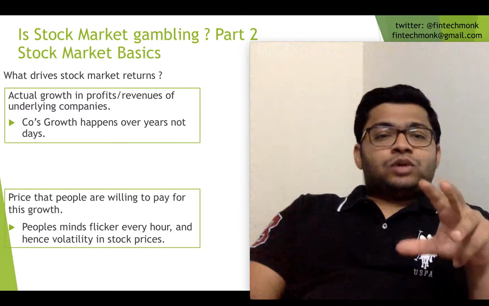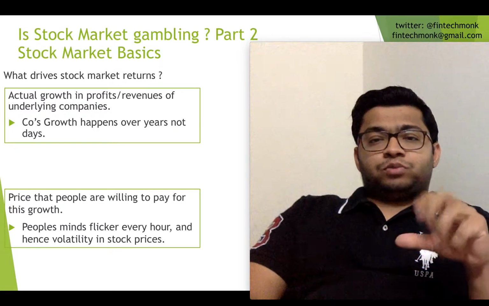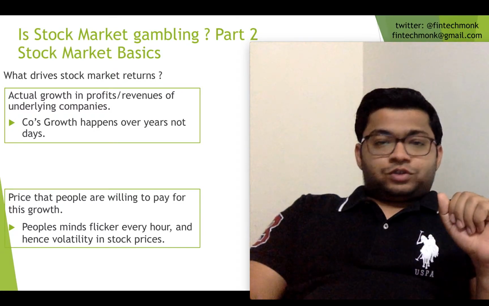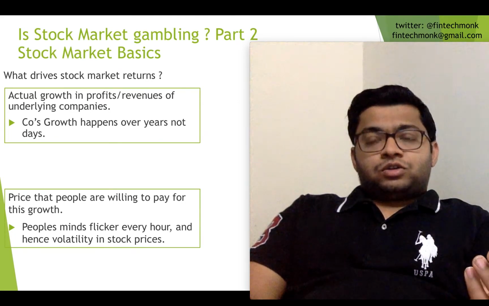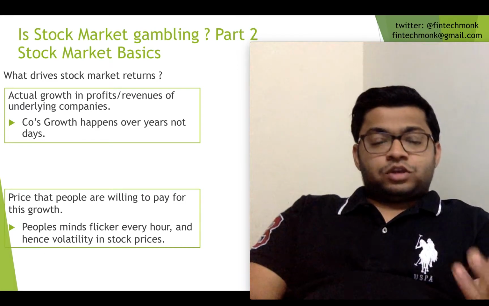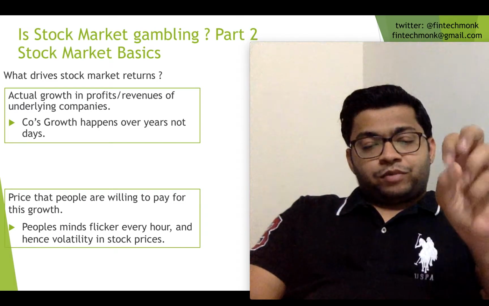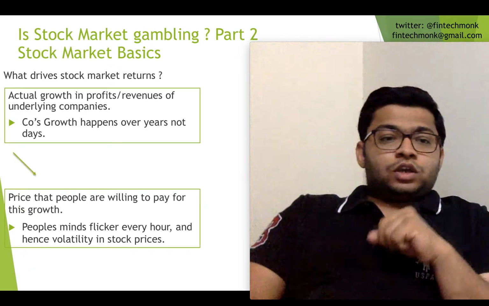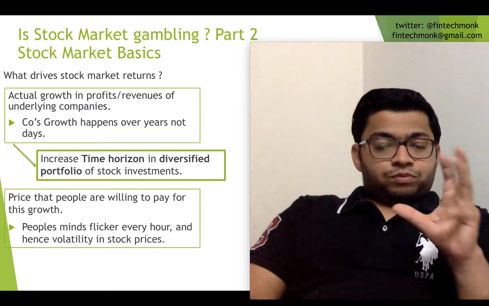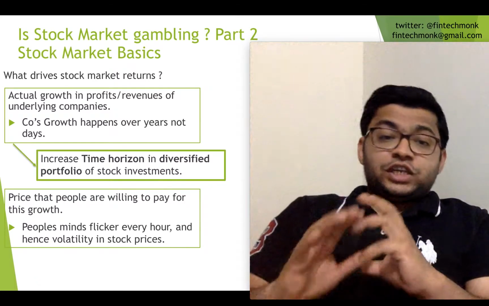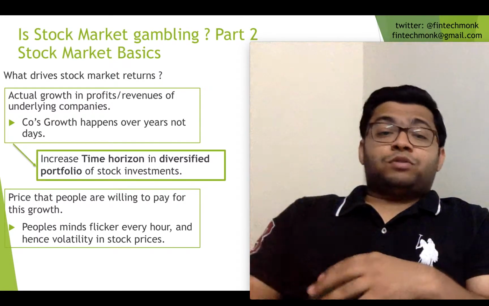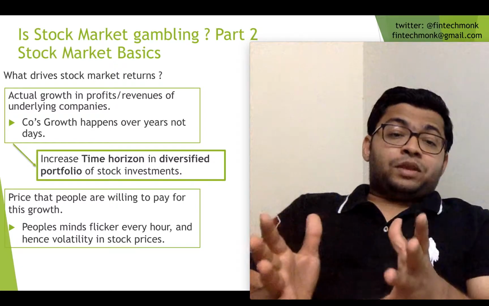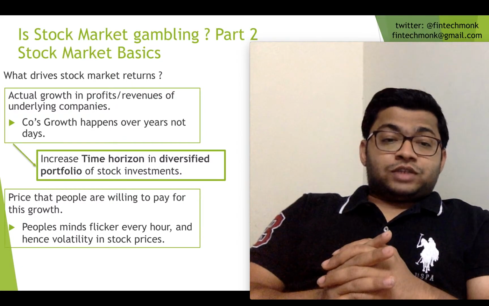Okay, so now the question is, we understand what are the two broad drivers of the stock market returns, but how can we improve our odds of winning in these scenarios? So let's understand them in context of each one of those. So the first one, from the more fundamental point of view, is we need to increase our time horizon in a diversified portfolio of stocks. So what I mean by that, let's decipher it.